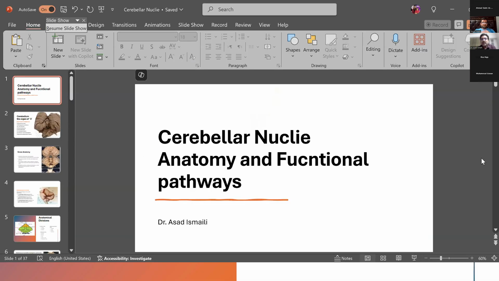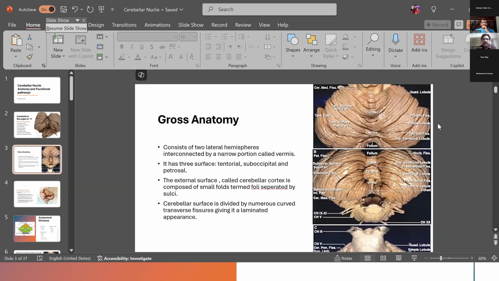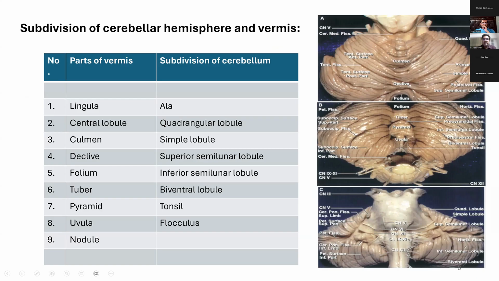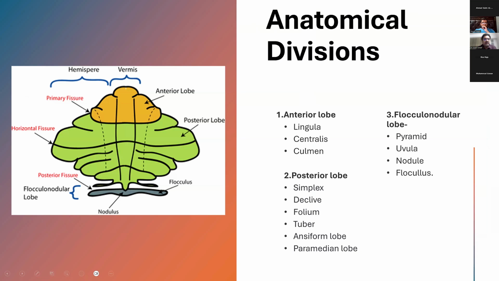Now let's talk about the divisions. We have divided the cerebellum into the anterior lobe, which has lingula, centralis, and the culmen, already discussed by Dr. Yusuf in the anatomy. We have the posterior lobe, which has simplex, declive, folium, tuber, ensiform lobe, and paramedian lobe, and the last one is the flocculonodular lobe, which has pyramid, uvula, nodule, and the flocculus.